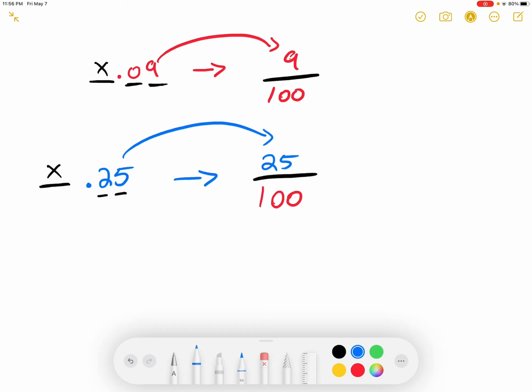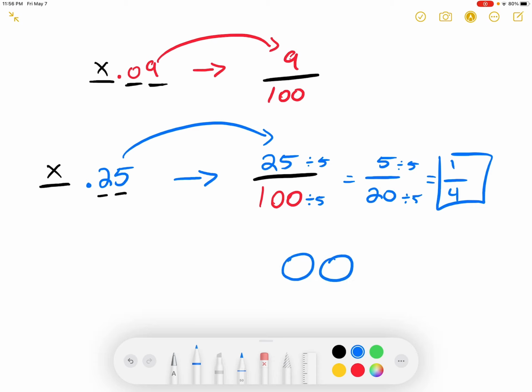And it's 25 out of 100, which can be reduced if you wanted to, right? You can divide this by 5, and you can divide this by 5. 25 divided by 5 is 5, 100 divided by 5 is 20. We keep going. 5 divided by 5 is 1, 20 divided by 5 is 4. So 1/4. And as you know, 25 out of 100 is the same as 1/4, the same thing as 25 cents out of $1.